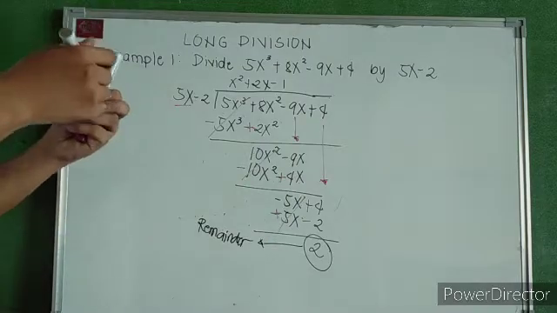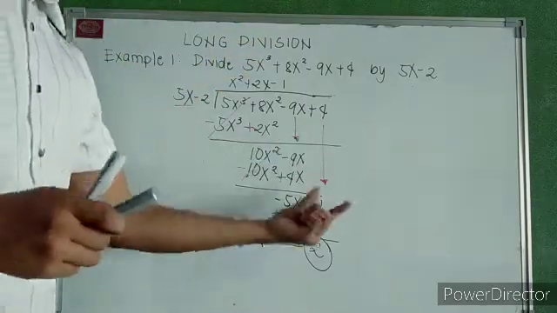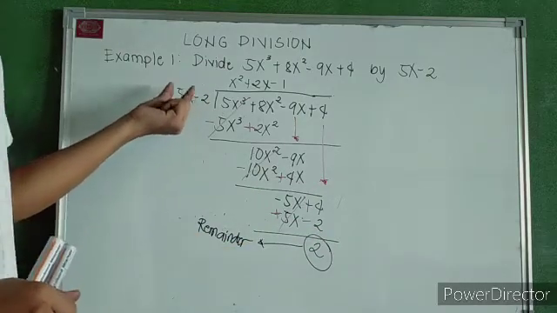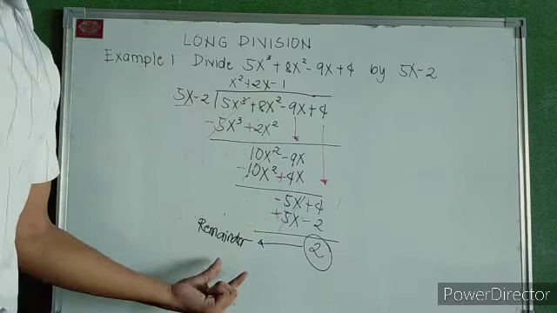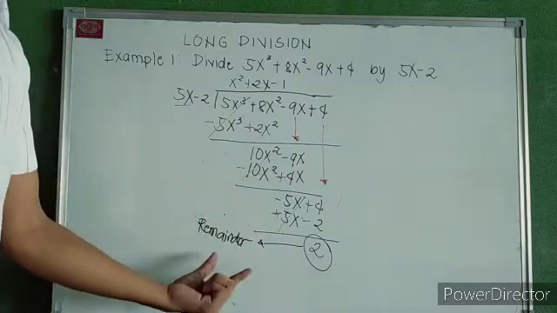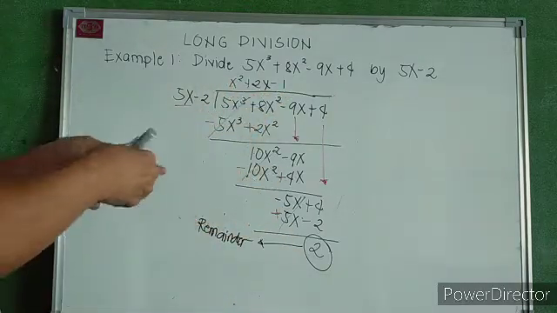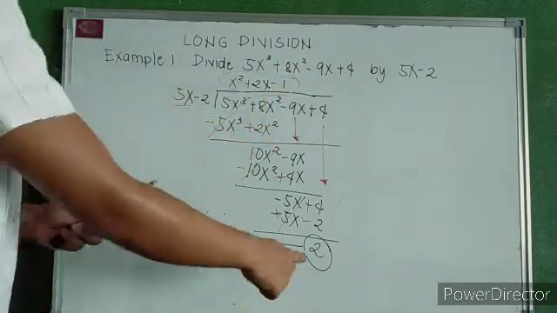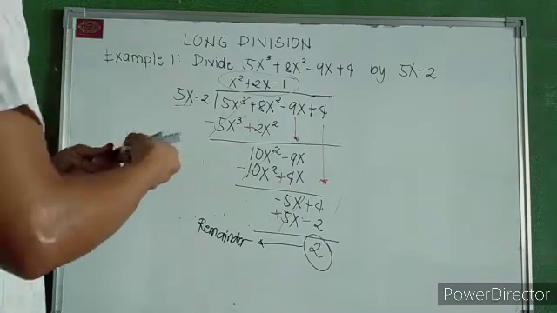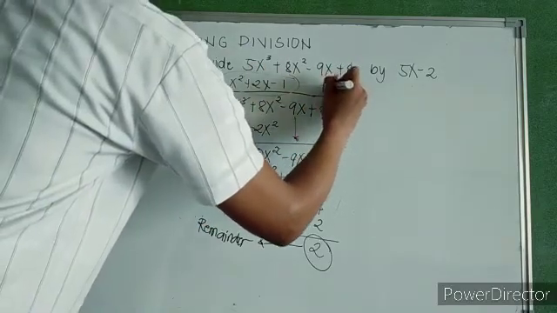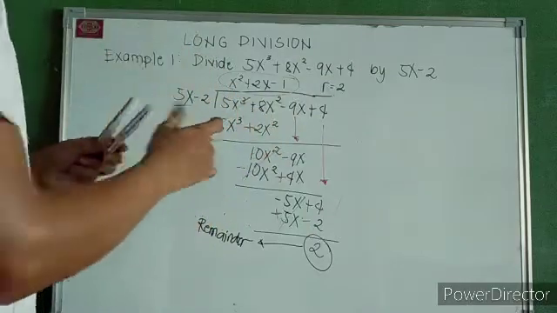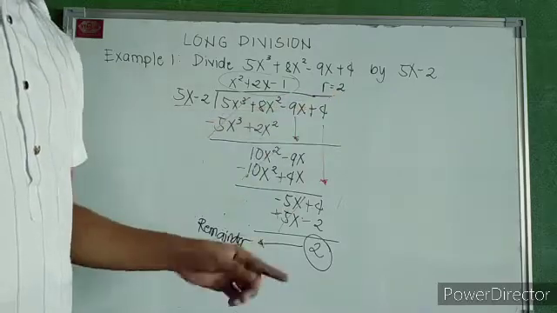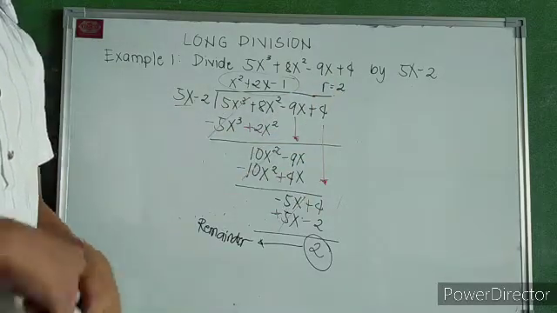Remember, when we get a term, let's say the 2, and it cannot be divided by our divisor, that means that will be our remainder. Okay? So, the quotient we got is x squared plus 2x minus 1, remainder 2. So, we can write in our final answer that r is equal to positive 2. Again, the quotient we got is x squared plus 2x minus 1, r is equal to 2, or remainder is equal to 2. Okay?